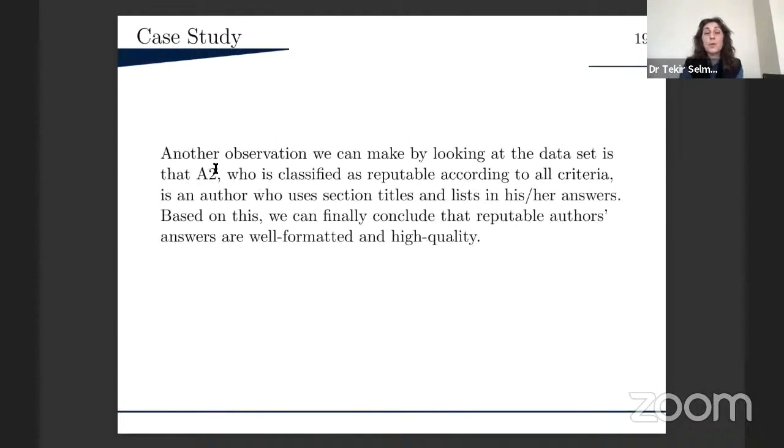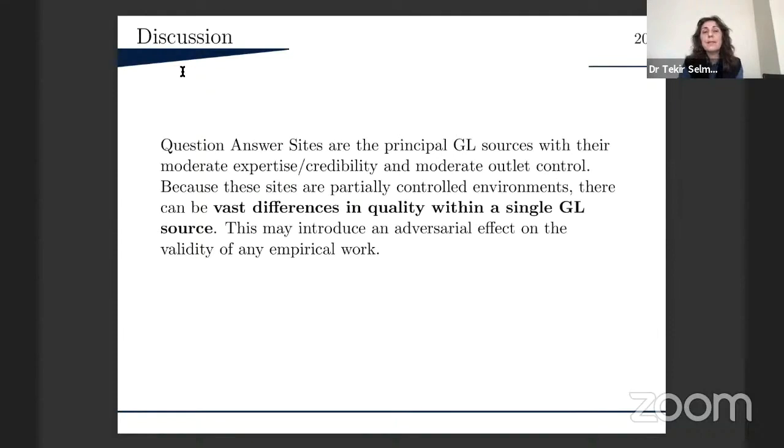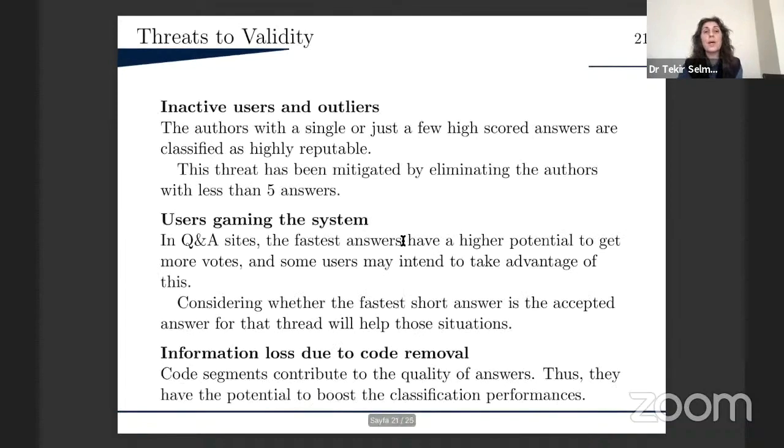Another observation is related to author A2. This author was classified as reputable according to all criteria. When we analyzed his answers, they were high quality and well-formatted, indicating that the author is indeed high quality. In the discussion part, we said question answer sites are in the middle category, with moderate control and moderate expertise. Due to this, there are vast differences in quality within this single gray literature source, and threats to validity must be covered in that sense.